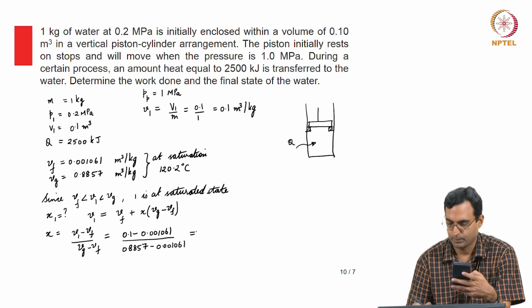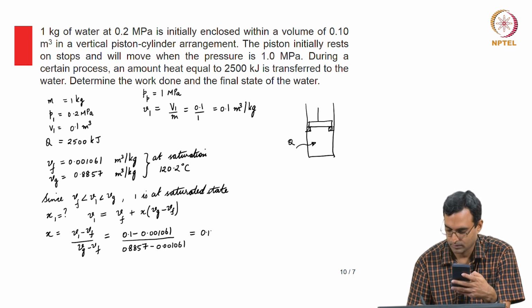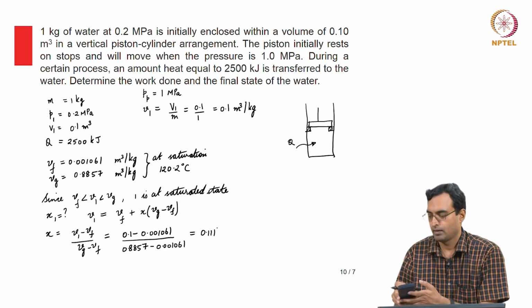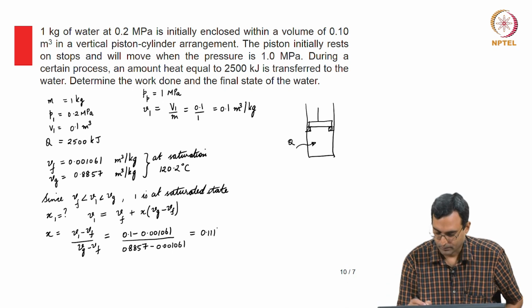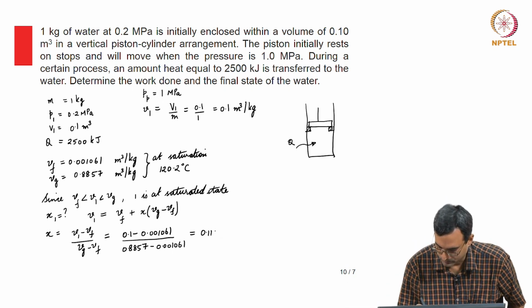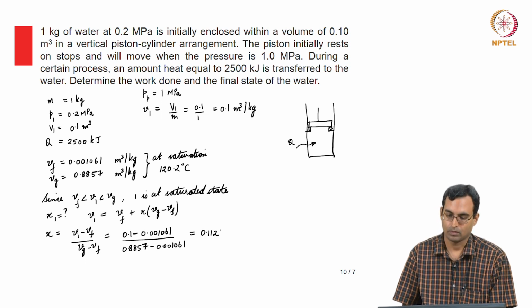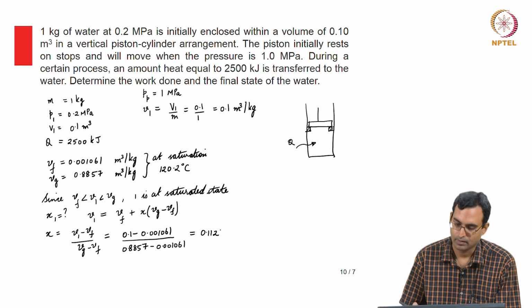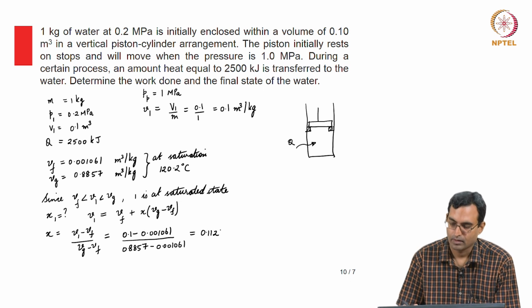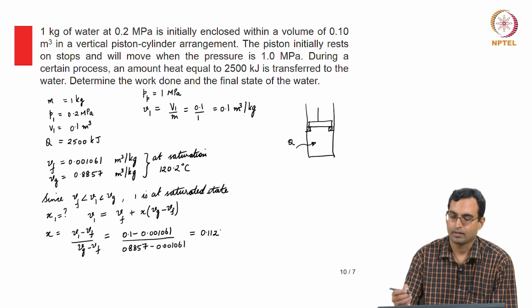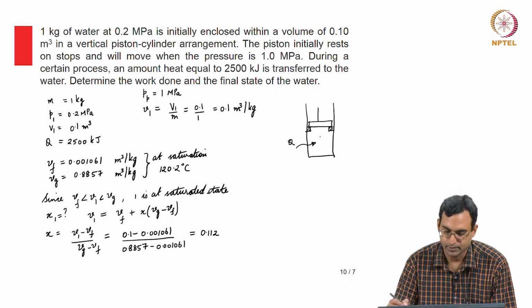And this turns out to be 0.11, 0.112. So, this turns out to be the quality at state 1. So, initially the process is a constant volume process.